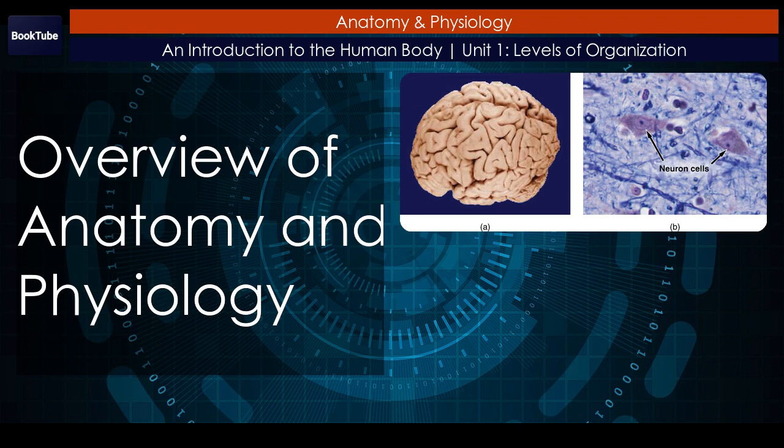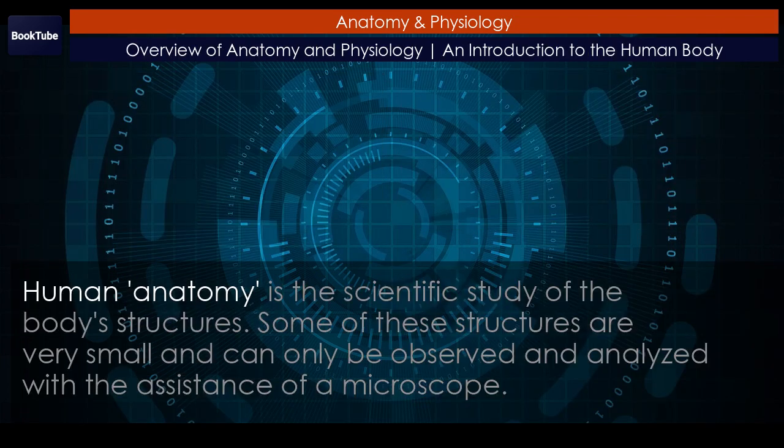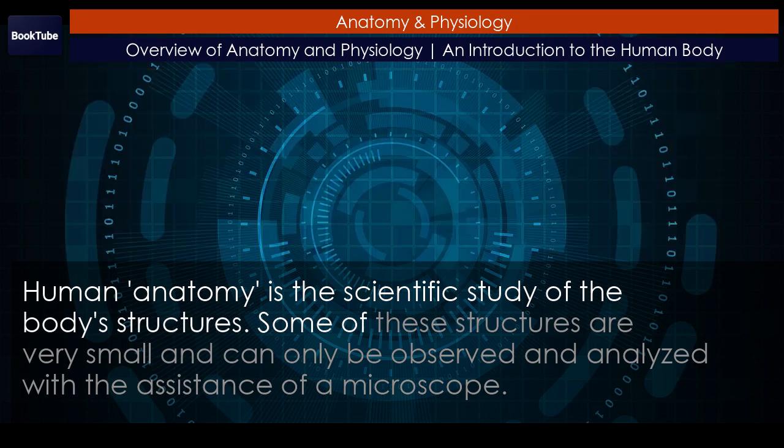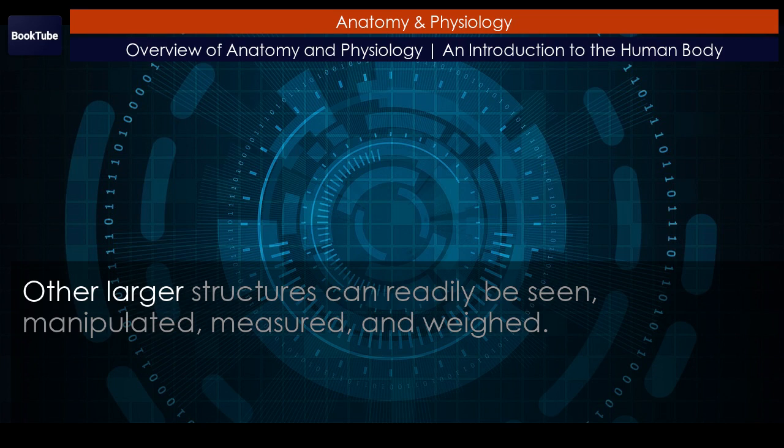Overview of anatomy and physiology. Human anatomy is the scientific study of the body's structures. Some of these structures are very small and can only be observed and analyzed with the assistance of a microscope. Other larger structures can readily be seen, manipulated, measured, and weighed.